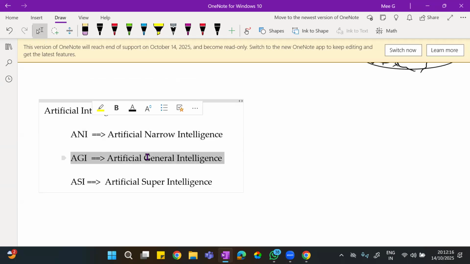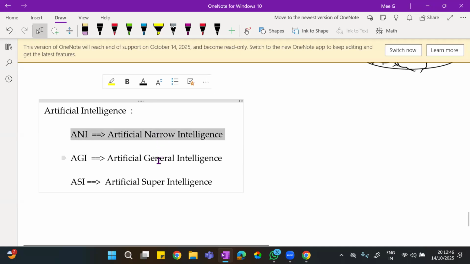Now, as of now, we are not in the artificial general intelligence phase, because it will take some more time. The technology is not there yet, and our resources are also not supportive for artificial general intelligence. Currently we are in artificial narrow intelligence. Artificial general intelligence may take a decade before we get there.